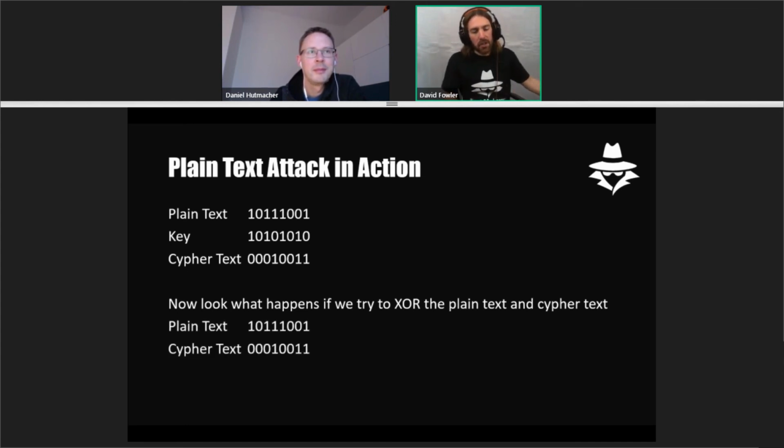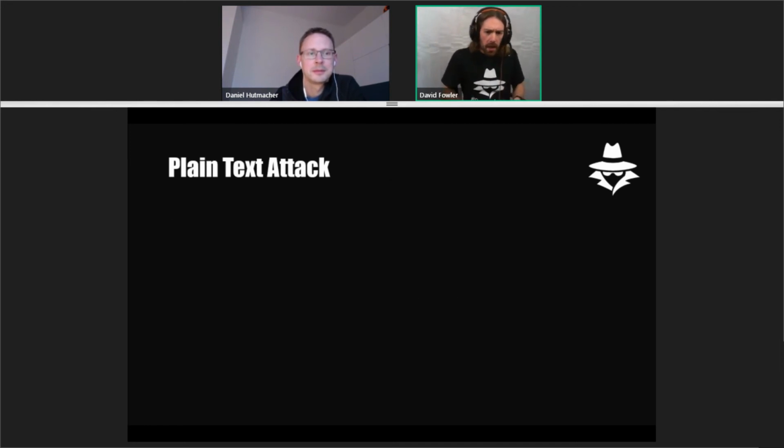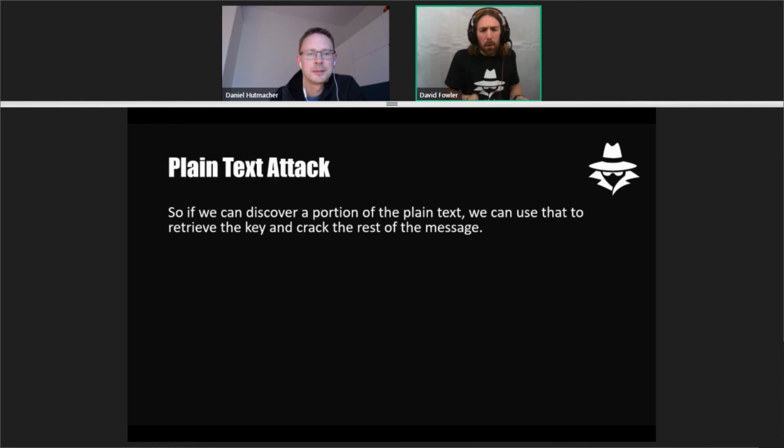We have our plain text, we have our ciphertext. Now XOR those together and we get the result 10101010. We're back, we've got our key value out. And that is a massive, massive problem. So if we can somehow discover a portion of the plain text, we can use that to retrieve the key and crack the rest of the message.